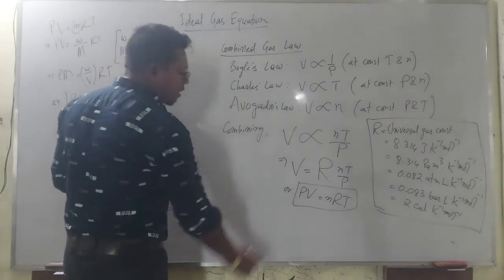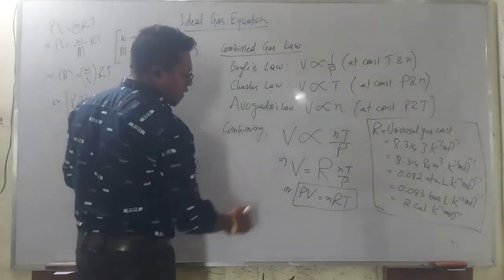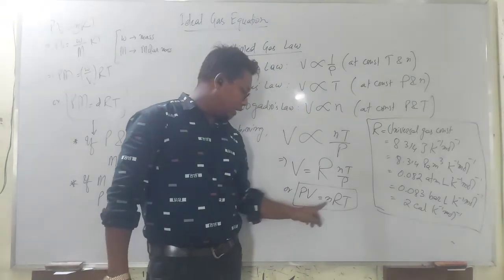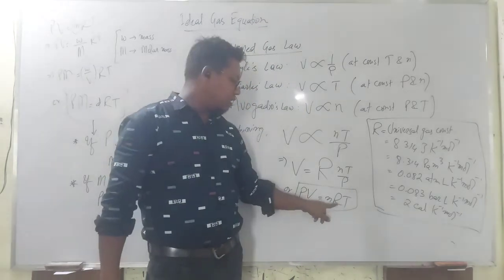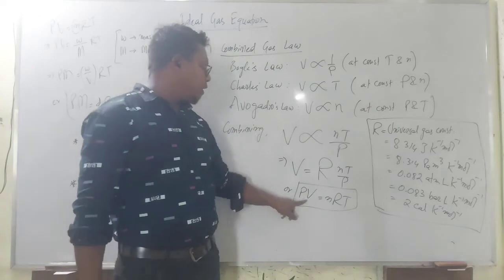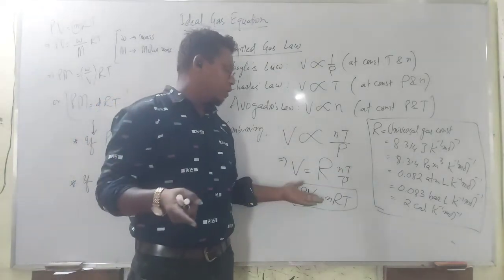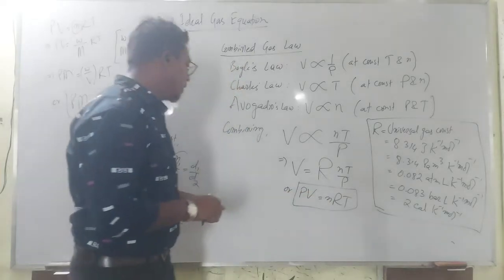Likewise, from this relation I can write many relations. For example, when number of moles and temperature are constant, then PV will be constant since R is constant, right? So PV constant means P1 V1 is equal to P2 V2. That becomes Boyle's law, right?